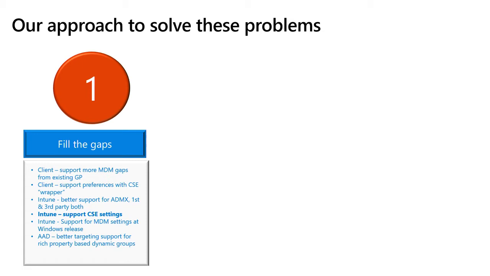There's another area that we'll probably never end up having CSPs, or configuration service providers, for, and that is some of the client-side extensions, or CSEs. And so we're working with the team, and Shiv will show you a little bit more about the CSE wrapper. But this is a little bit more, I'll call it kind of a Swiss Army knife, of being able to use a configuration in Intune to set settings on client-side extensions. So stay tuned for that.